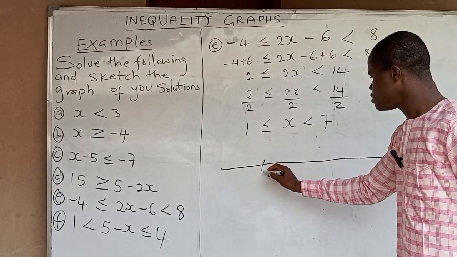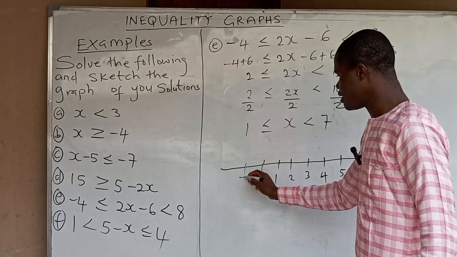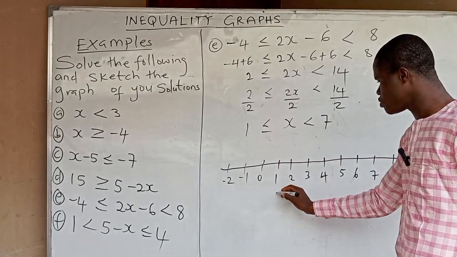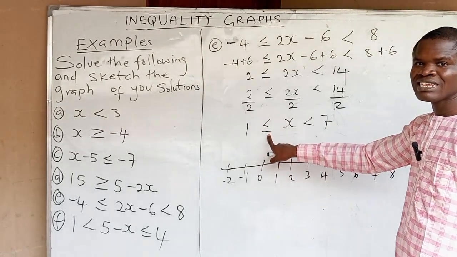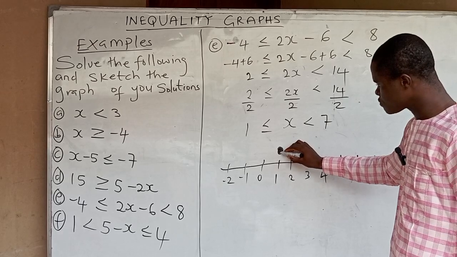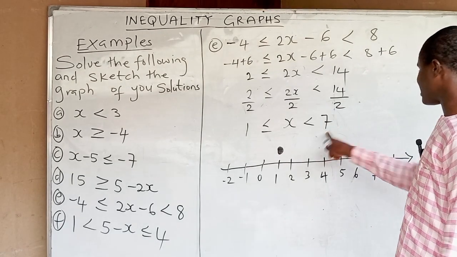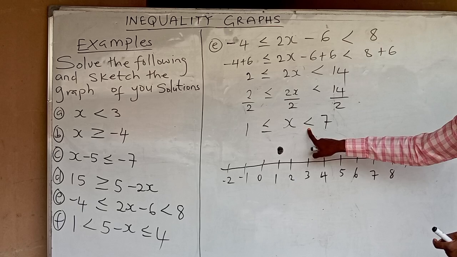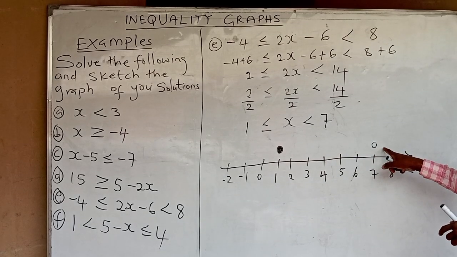So this is 0, 1, 2, and I call here minus 1, minus 2. Okay, so the first boundary point is at 1. So this is 1. So above the 1, I indicate my circle. But because this is less than or equal to, I will shade the circle that I've written above 1. Then the next boundary point is at 7. So this is 7. I'll draw a circle above 7 because this is just less than and not less than or equal to. I'm not going to shade the circle.